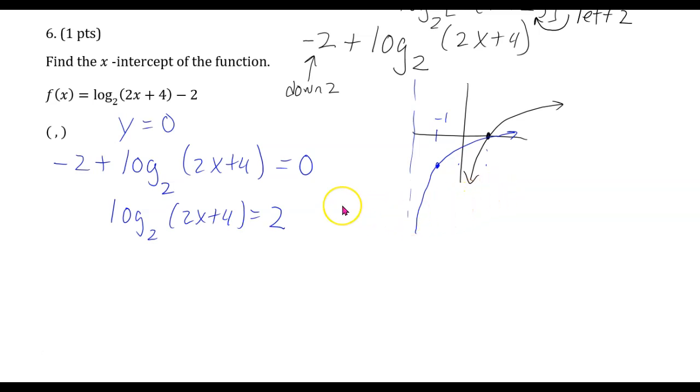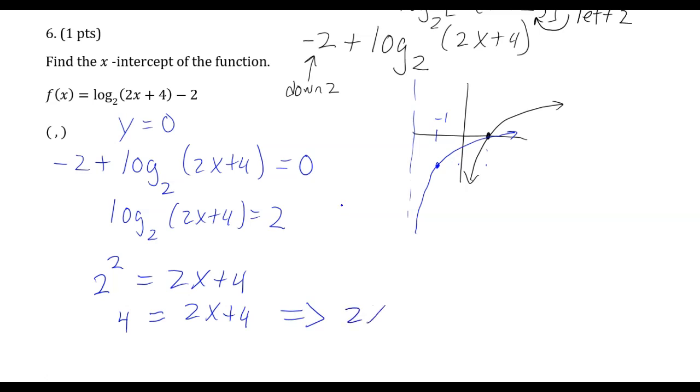Now that I have it isolated in logarithmic form, I want to switch to exponential form. The base is 2, the power is 2, and it equals the answer 2x plus 4. What number is 2 to the second power? That's 4. So I have 4 equals 2x plus 4. When I subtract 4 from both sides, this tells me that 2x has to be equal to 0, which means that x has to be equal to 0.